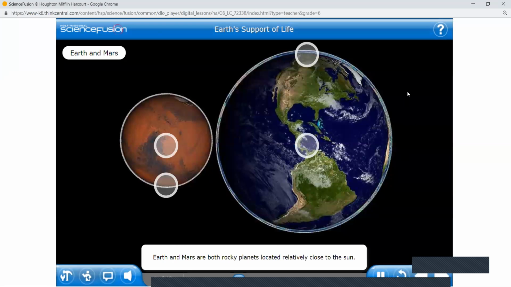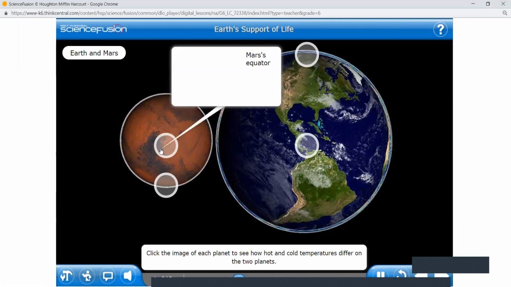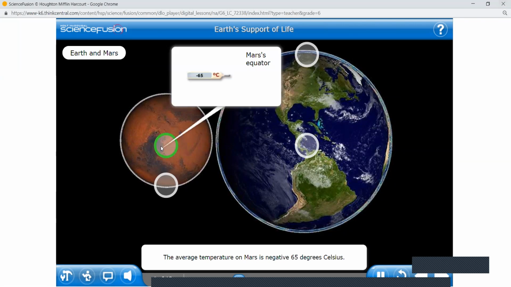Earth and Mars are both rocky planets located relatively close to the Sun. But the surface of Mars has no rainforests, animals, or plants. Click the image of each planet to see how hot and cold temperatures differ on the two planets. The average temperature on Mars is negative 65 degrees Celsius. At the equator, the temperature on Mars can reach 20 degrees Celsius.